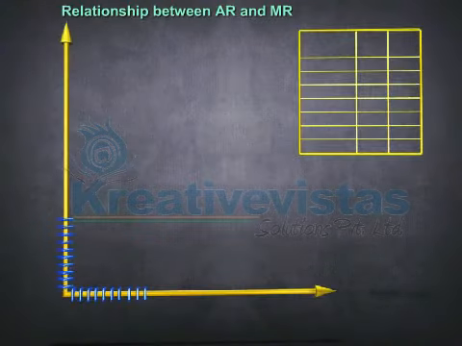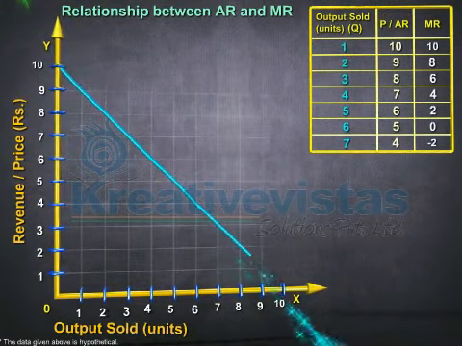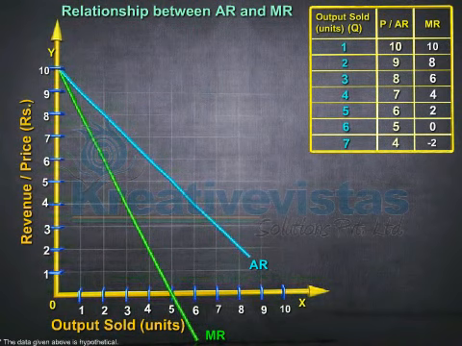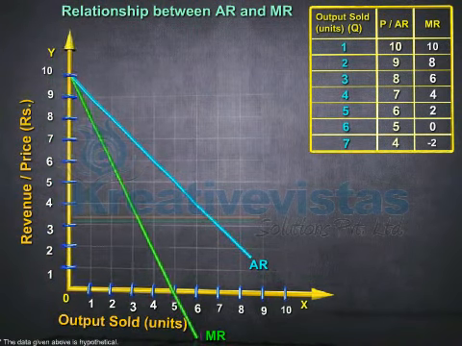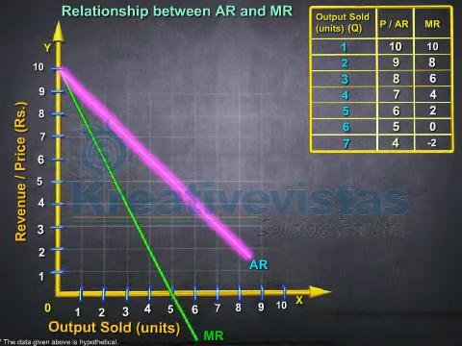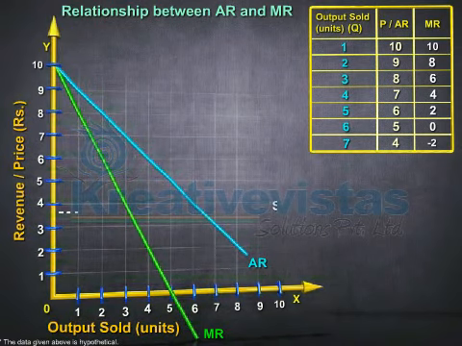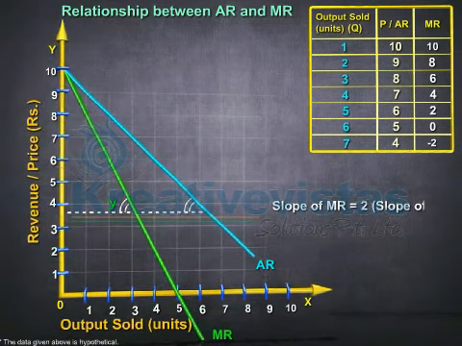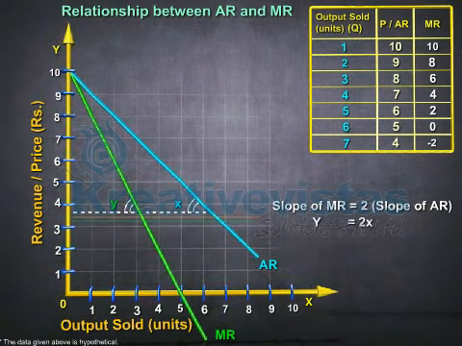Let us now learn the relationship between average revenue and marginal revenue. When average revenue is falling, marginal revenue remains less than it. Remember that in case of a linear average revenue curve, the slope of the marginal revenue curve is exactly twice that of the average revenue curve.